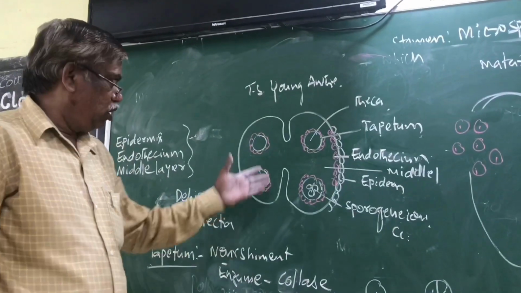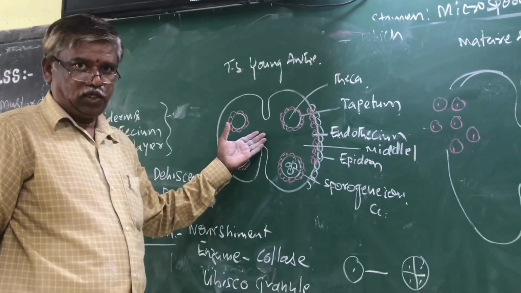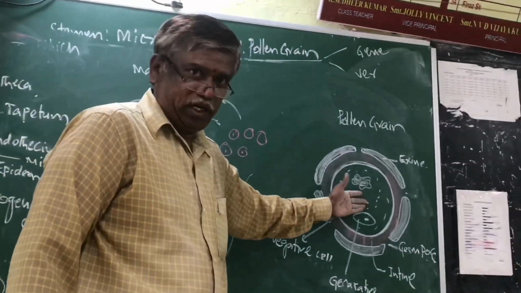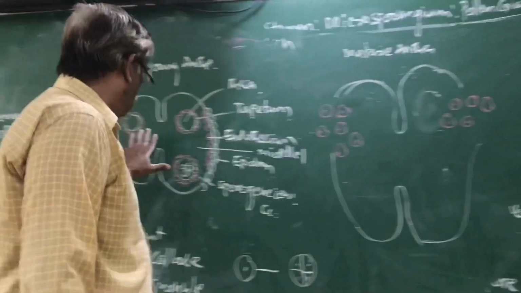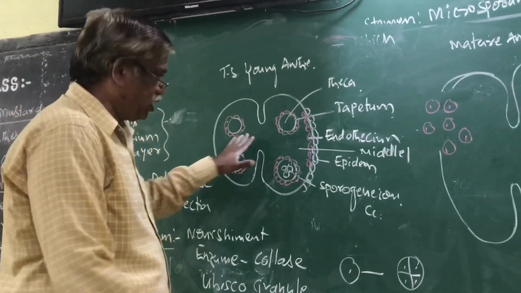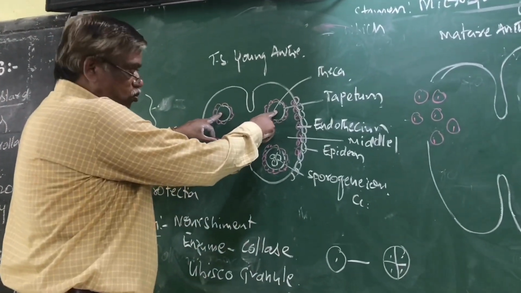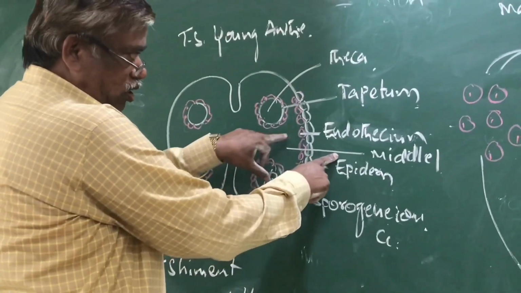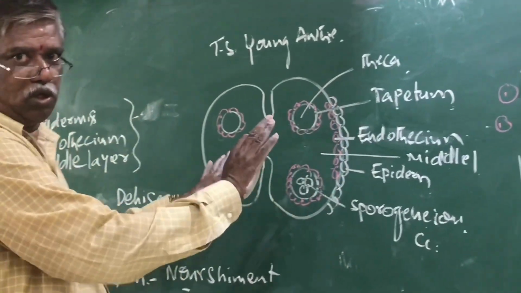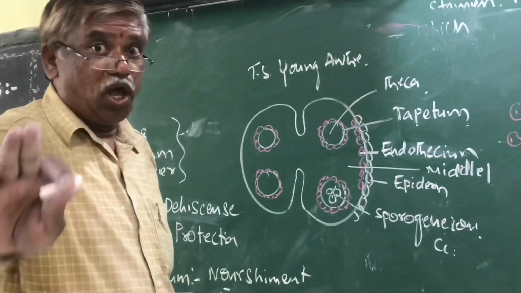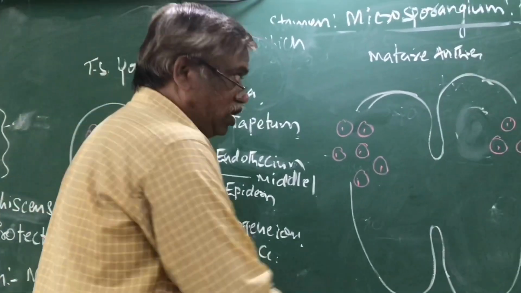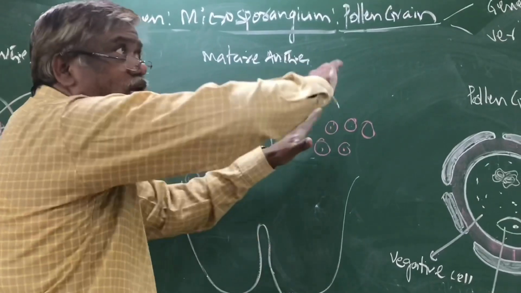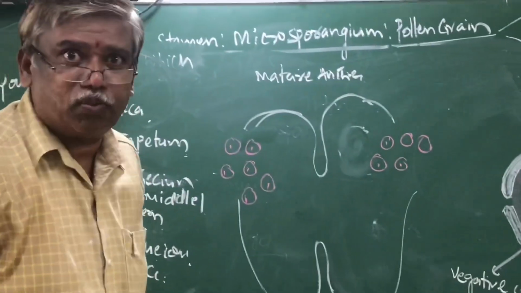Right. It is a young anther, right? It is a mature anther. It is the structure of the pollen grain, right? In this young anther: theca, microspore, sporogenous cells, epidermis, middle layer, endothecium, tapetum. I will explain this shortly. But in the mature anther, the wall will be ruptured. Due to this, the internal pollen grains will be released to the atmosphere.